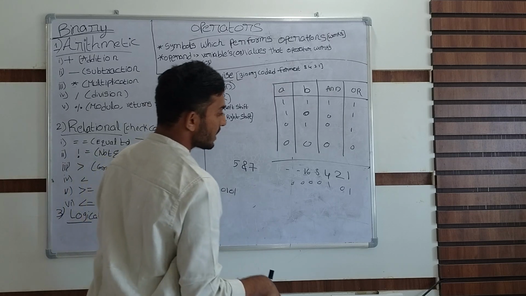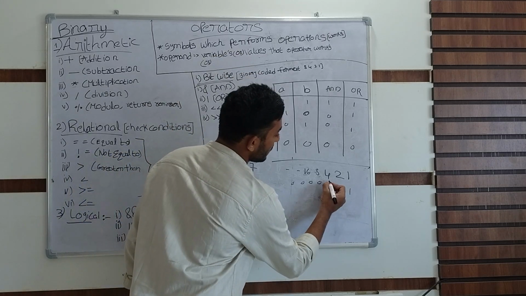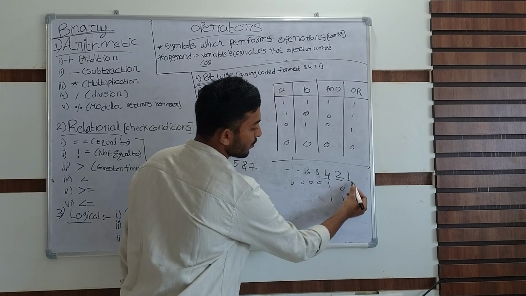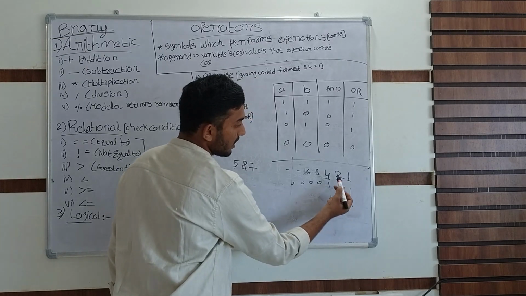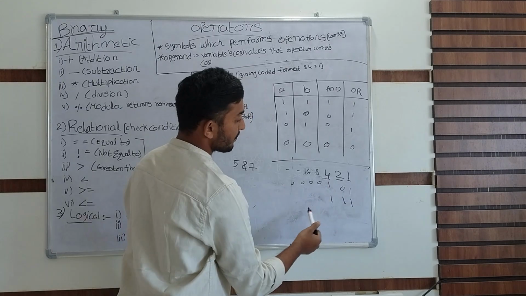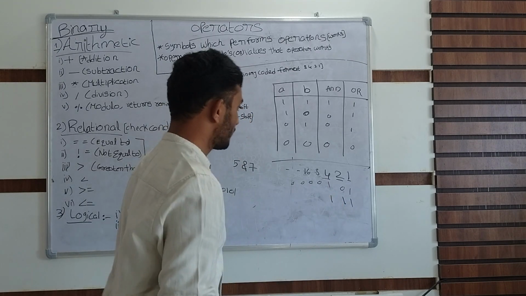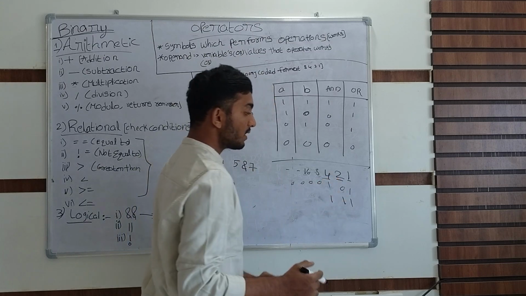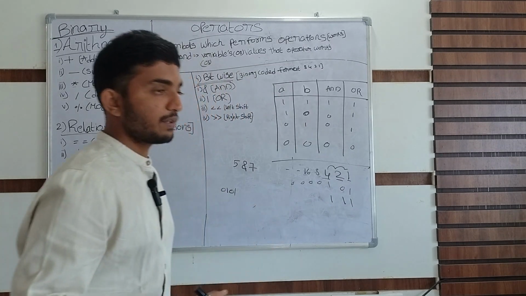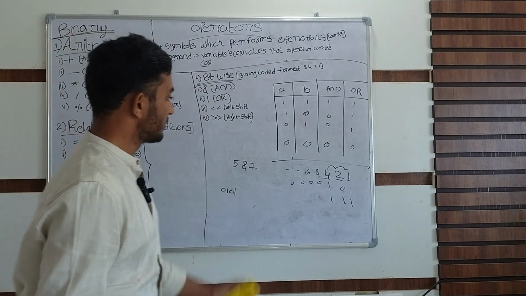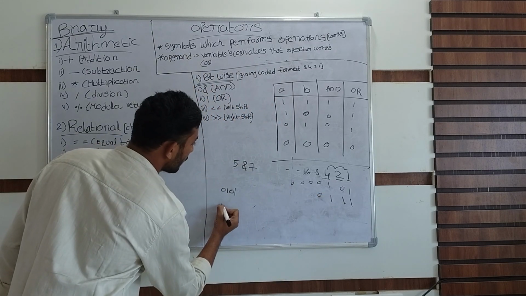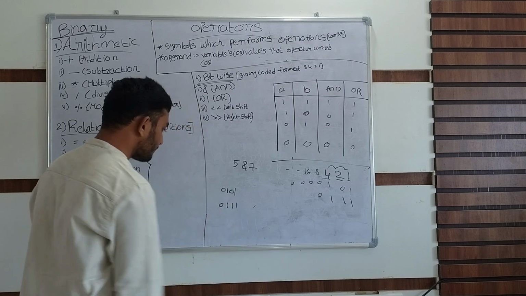And what about 7? To get 7, we take 4, 2, 1. That means 1 1 1. We are using 1, that's why I take 1. We are using 2, that's why I take 2. We are using 4, that's why I take 4. By adding 4, 2, 1 we get the sum 7, right? That means the binary code of 7 is 0 1 1 1.